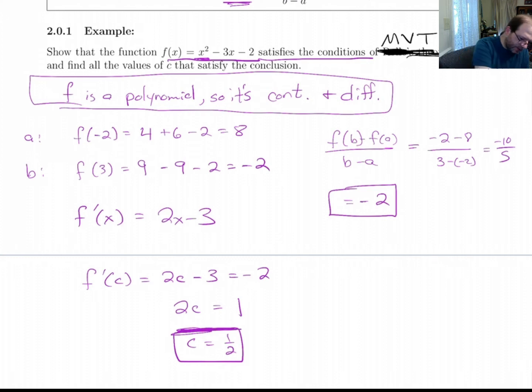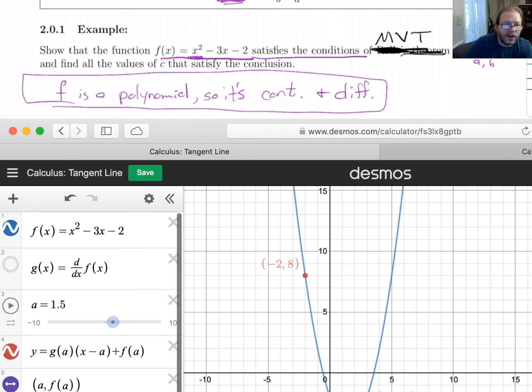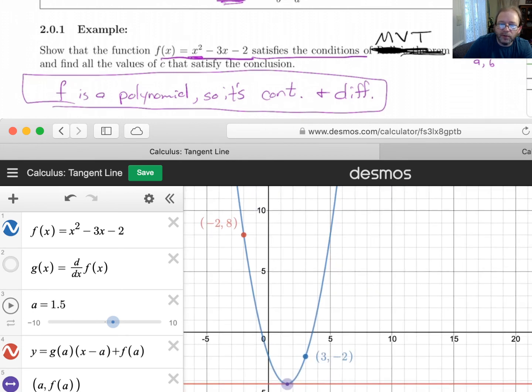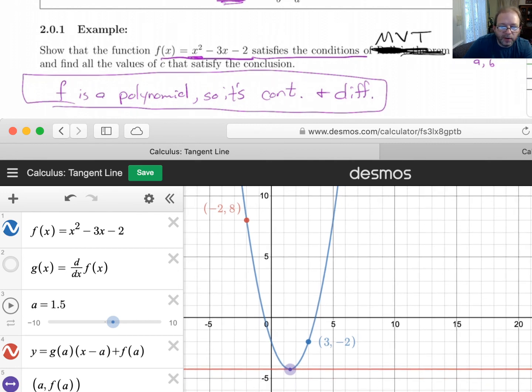But let's look at the graph of this on Desmos and see. I've already got it graphed, so let's switch over here. I've got it in x squared minus 3x minus 2, and I've got the 2 points that we want. Let me get them both up here into view: -2, 8, and then 3, negative 2. So this is saying if c is 1/2.